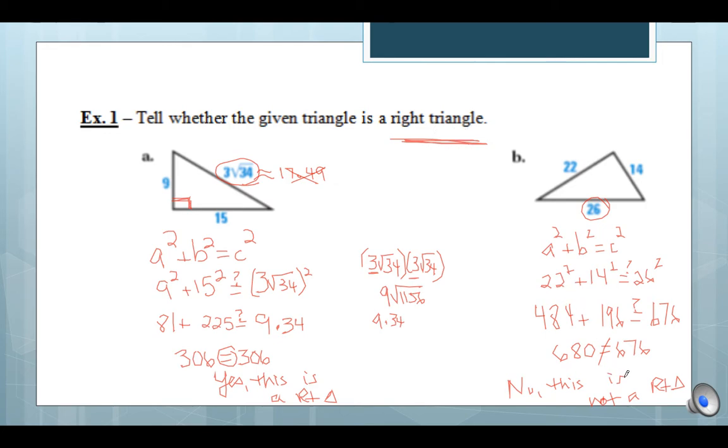So we know that this is not, since the Pythagorean theorem did not work out to have a squared plus b squared equal to c squared. They're very, very close, but that does not make it a right triangle. Let's continue on.